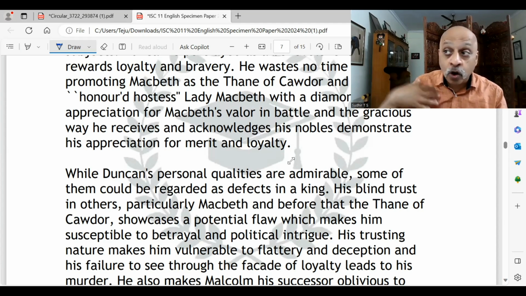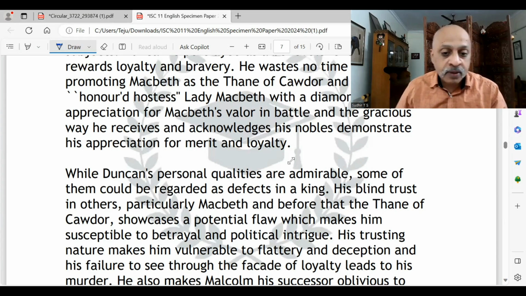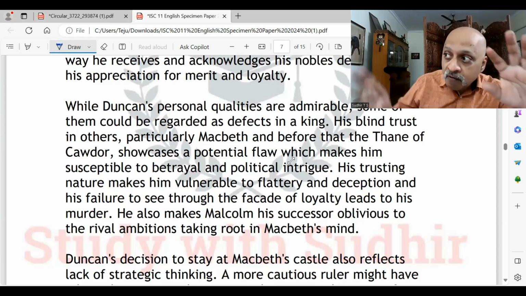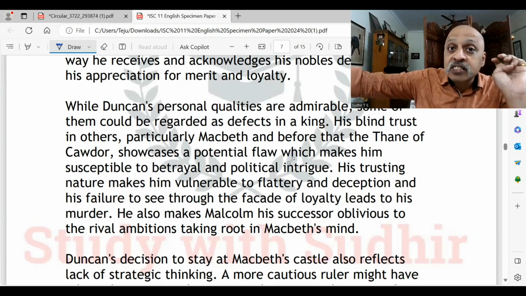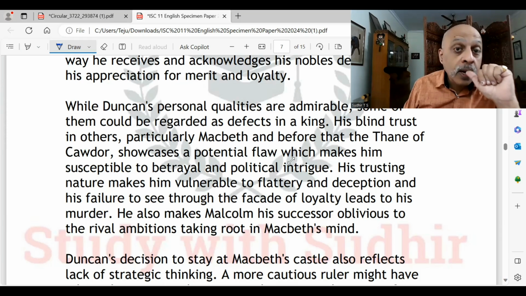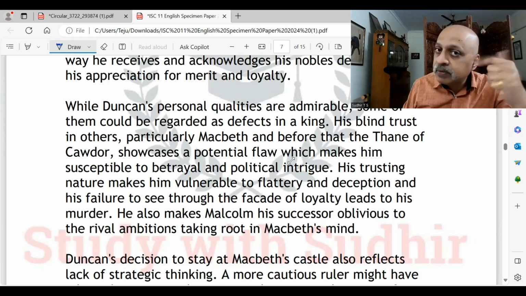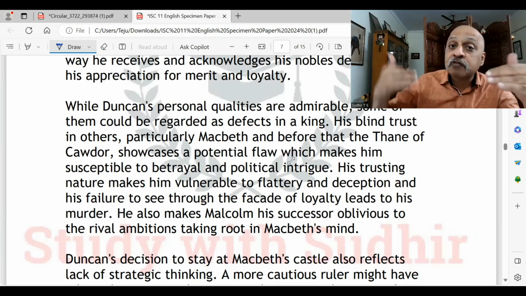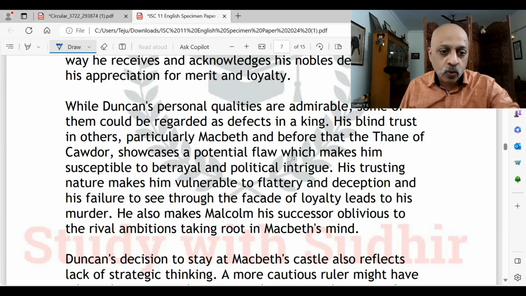You know, people saying that I am loyal, but they may not be loyal, just like Macbeth is not, leads to his murder. He also makes Malcolm his successor without realizing that it has made Macbeth jealous, right? So he makes Malcolm also a potential threat. So Duncan does not think about all this. So in his good qualities itself, a lot of weakness is hidden.